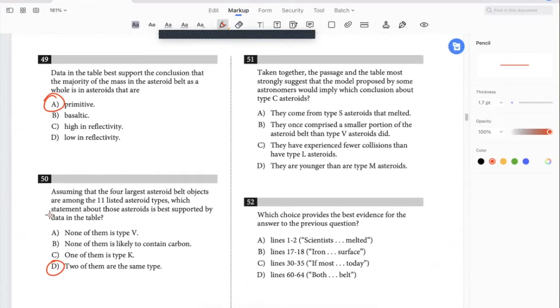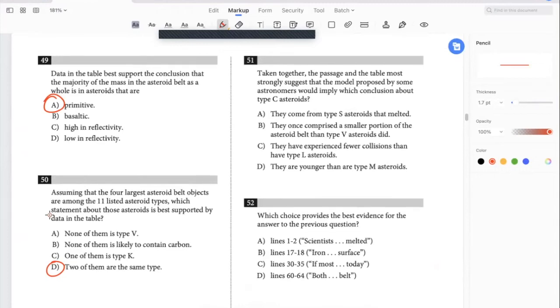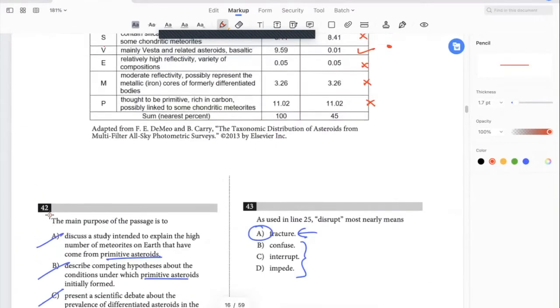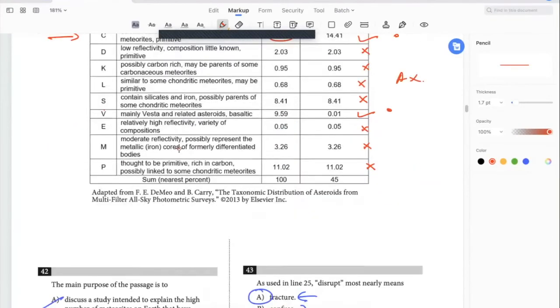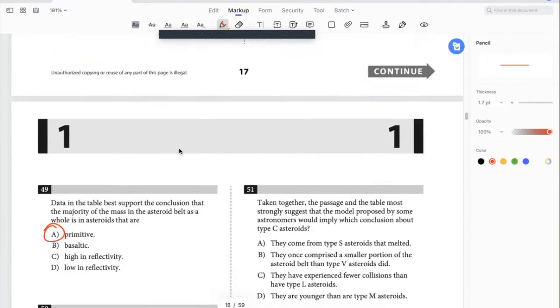Taken together, the passage and the table most strongly suggest that the model proposed by some astronomers would imply which conclusion about type C asteroids? Okay, let me first look at type C asteroids. Type C is this. They contain carbon, possibly parents of chondritic meteorites, and they are primitive. Okay, so what is that?